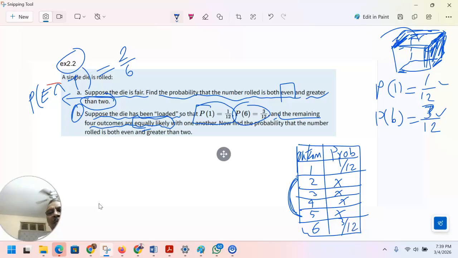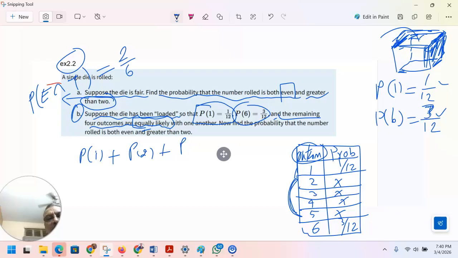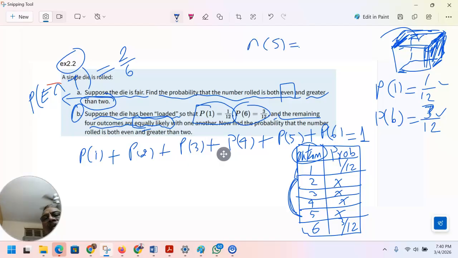So by rule, if these are the outcomes, probability of 1 plus probability of 2 plus probability of 3, each individual probability, up to probability of 5 plus probability of 6 always adds up to 1. That's because of the sample space n of S, whatever this may be, some number n, where each individual outcome could be a probability of the event.